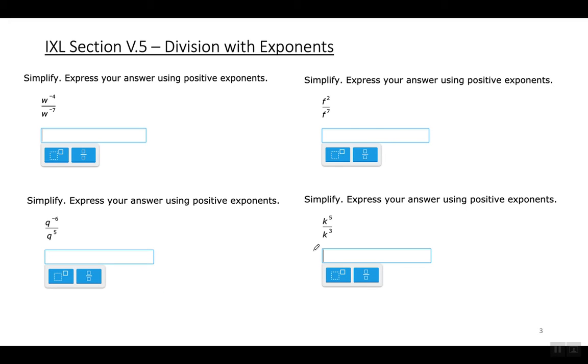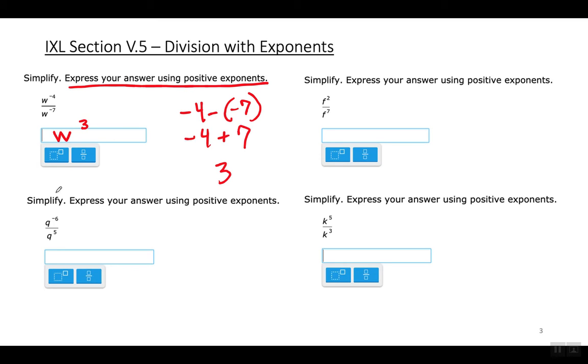All right, so let's look at these examples. They all have the same base, so I keep the same base and I just subtract the exponent. All right, they want me to express my answer using positive exponents. All right, so negative 4 minus negative 7 is going to become negative 4 plus 7, and that's going to give me positive 3. So my answer is w to the third power, w to the 3.